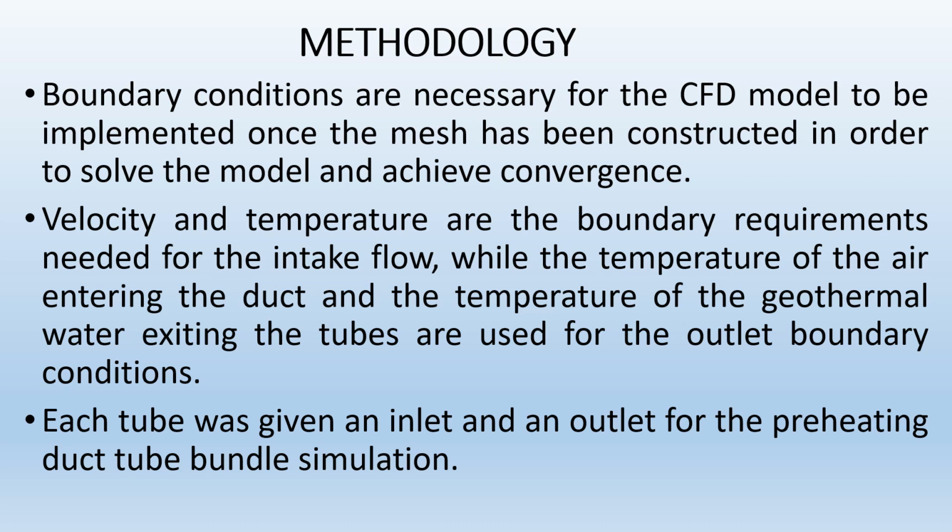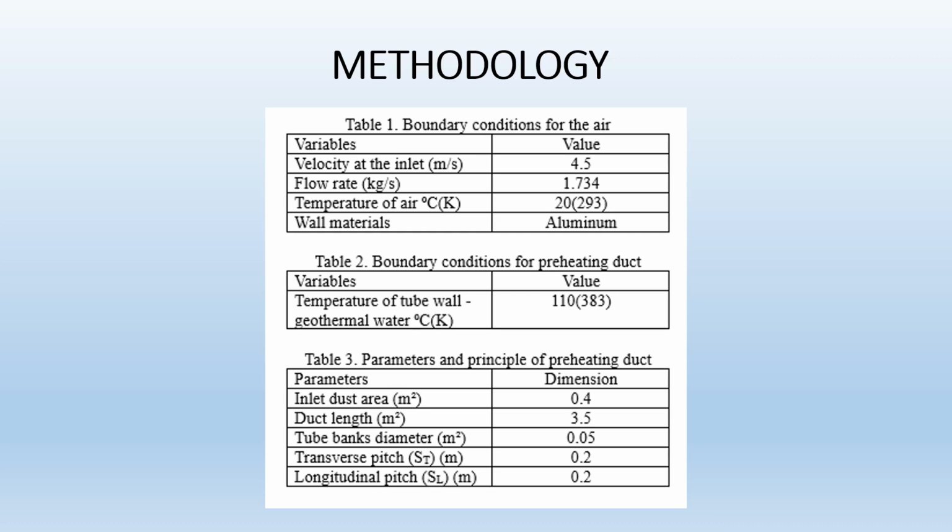Velocity and temperature are the boundary requirements needed for the intake flow, while the temperature of the air entering the duct and the temperature of the geothermal water exiting the tube are used for the outlet boundary condition. Each tube was given an inlet and outlet for the preheating duct tube bundle simulation. According to design data, it was expected that the flow in each tube was proportional to the overall flow. Tables 1 and 2 show the boundary condition for the air side and temperature, and table 3 shows the inlet flow and parameter of the preheating duct. The assumption and relevant parameter is that under stable operating condition, the heat produced by the cylinder aluminum element was transmitted to the air pass.